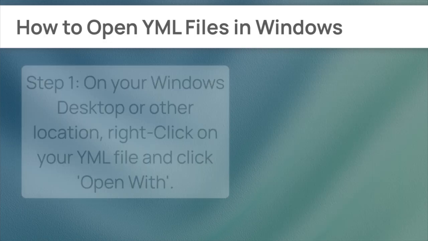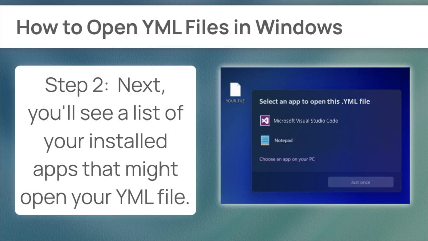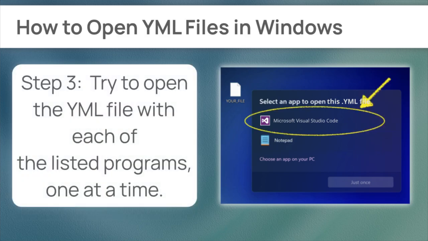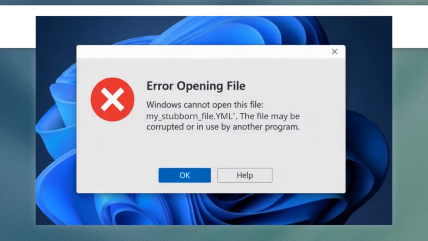Right-click the YML file and choose Open With. If Microsoft Visual Studio Code is an option, select it first. Otherwise, try another tool from the list. Compatibility is key. If you are still having trouble opening the YML file, do not worry.